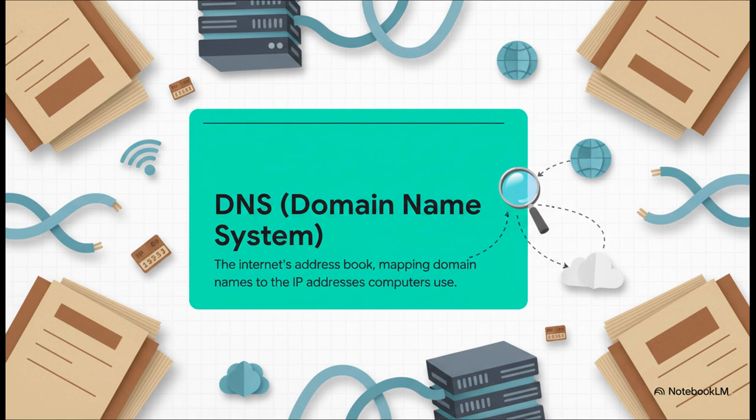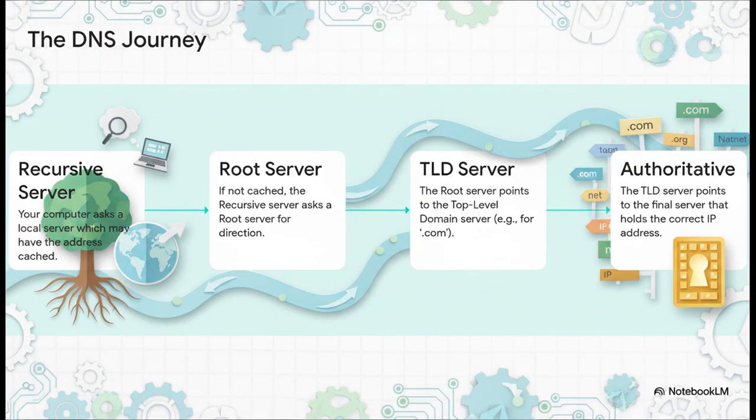Seriously, the best way to think about it is as the internet's massive global address book. You give it a name you can remember, like a website, and it instantly looks up the corresponding number, the IP address, that computers actually need to talk to each other. But here's the cool part. It's not just a simple one-step lookup. It's this super clever hierarchical journey.